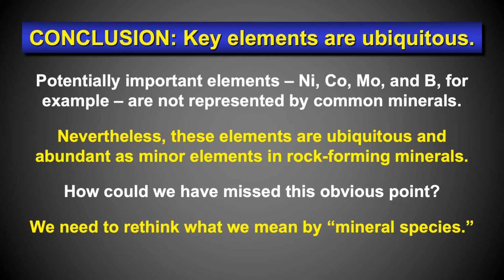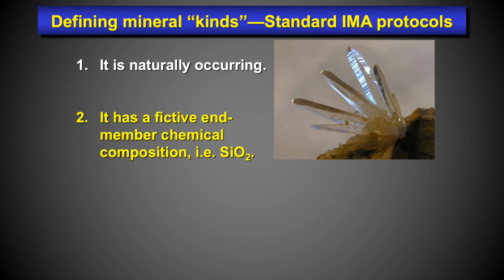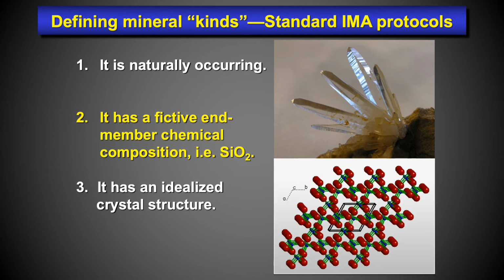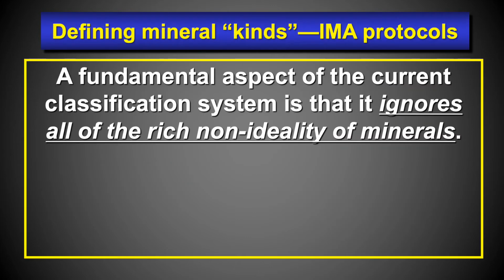And why is that so? And I think it's because we need to rethink what we mean by mineral species. So the International Mineralogical Association says a species is naturally occurring. It has a fictive end-member chemical composition, such as SiO2, and has an idealized crystal structure. What that really means is that the IMA is saying, let's define minerals with the minimum possible number of bits of information. A fundamental aspect of minerals is that they're incredibly rich.